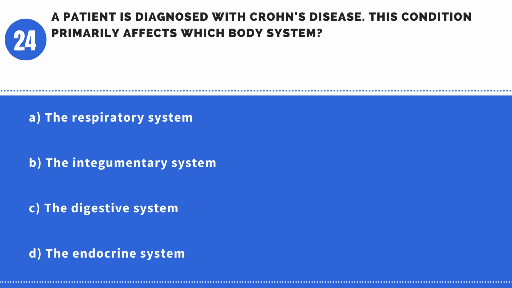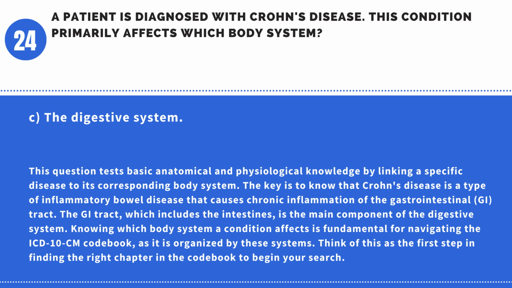Question 24. A patient is diagnosed with Crohn's disease. This condition primarily affects which body system? A. The respiratory system. B. The integumentary system. C. The digestive system. D. The endocrine system. Answer, C. The digestive system.